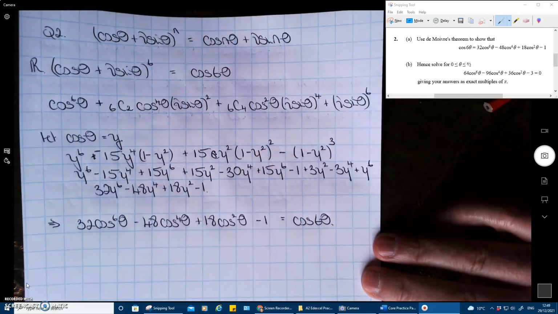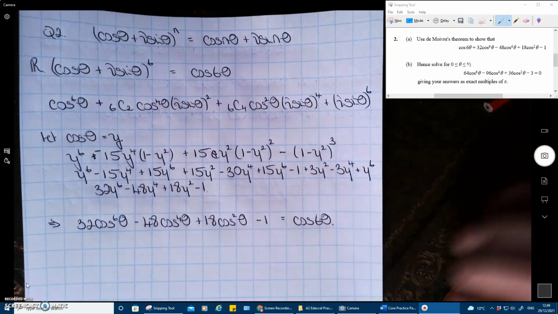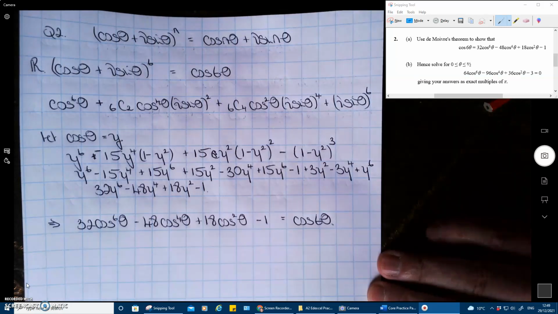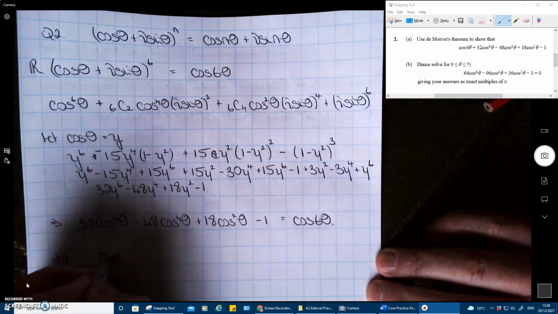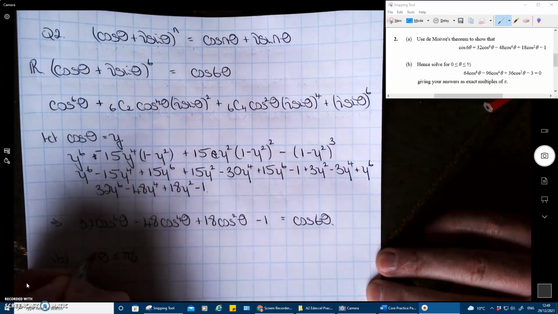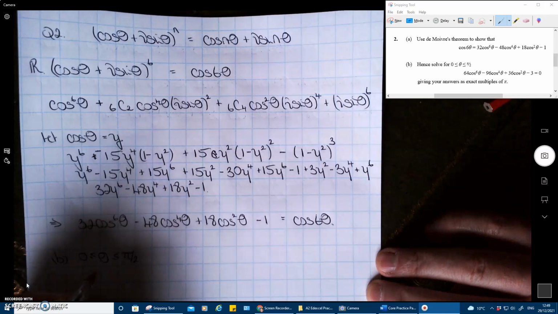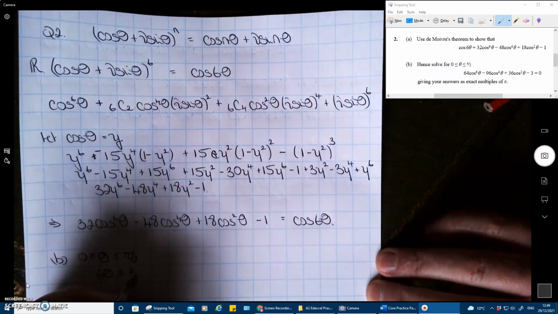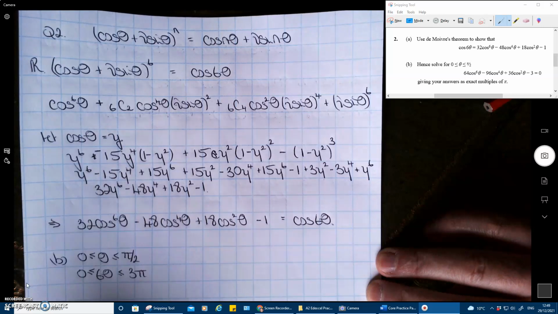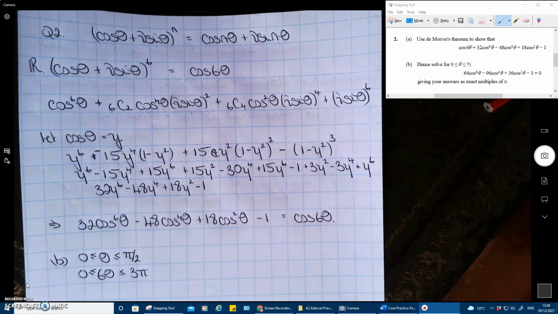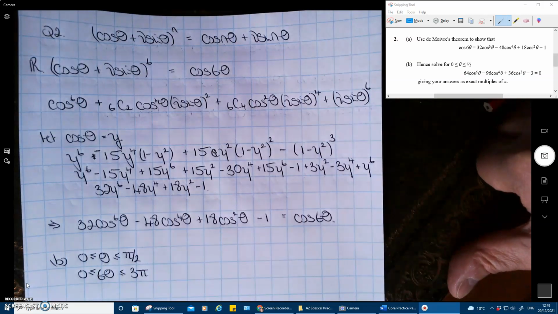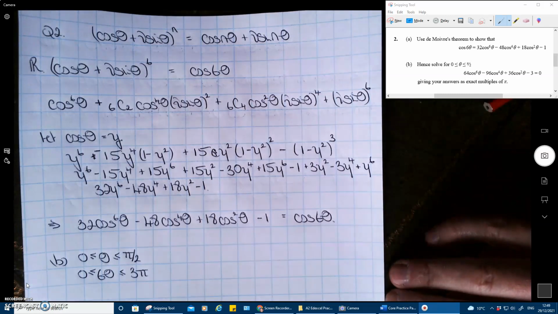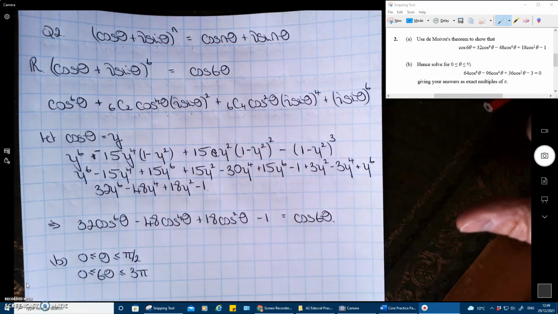Now it says hence solve. So we've got to use what we've already got so far. So for part B, it says theta is between pi by 2 and 0. So therefore we know that 6 theta is between 3 pi and 0. Okay, so hence solve that. So if we look at what we've got, apart from a -1 at the end there.